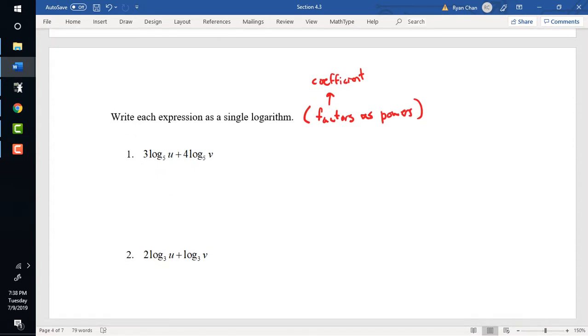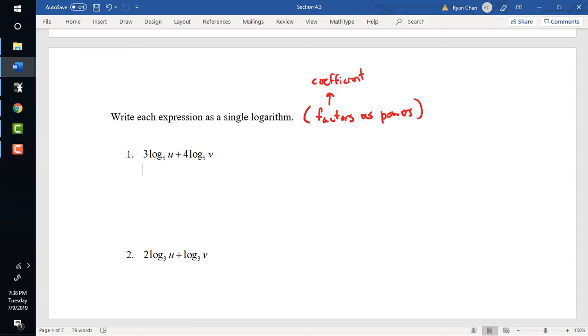I have 3 log base 5 of u plus log base 5 of v. Okay? They have the same base, which is good. They both have base 5. So remember this as well: if they do not have the same base, you cannot combine them together. You cannot multiply, you cannot do the quotient rule, you cannot do the product rule. Okay?